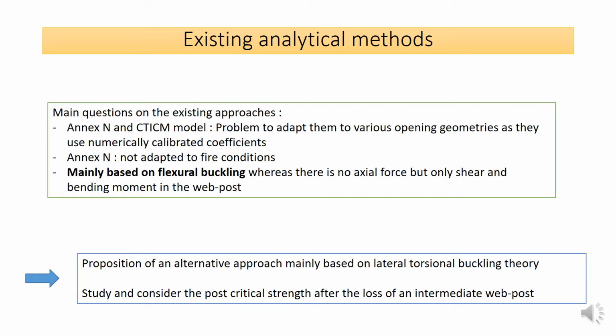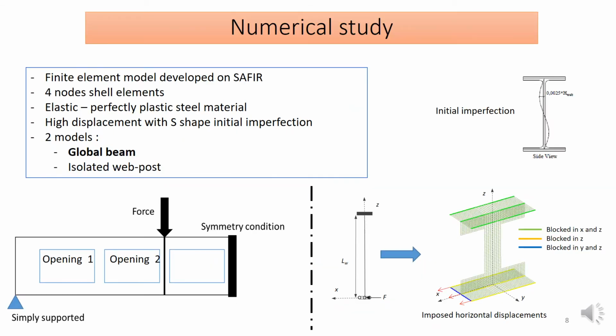Thus, we propose an alternative approach which is mainly based on lateral torsional buckling, which for us is more adapted to the type of internal force and also the shape of the buckling. Therefore, we propose to study and also consider the post-critical strength after the loss of an intermediate web post, just as initiated by the CTICM.